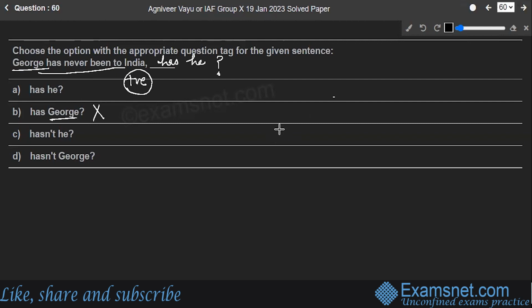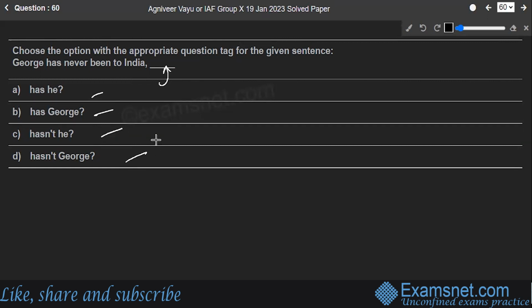Because the main clause is positive, so the question tag, question number 60, choose the option with the appropriate question tag for the given sentence. George has never been to India. Dash. Has he? Has George? Hasn't he? Or hasn't George?